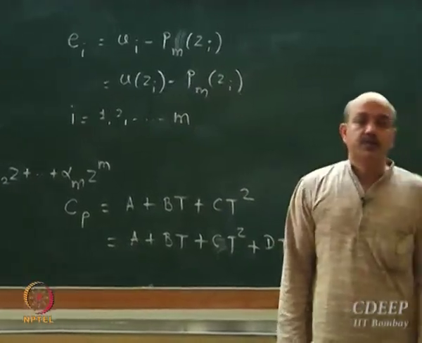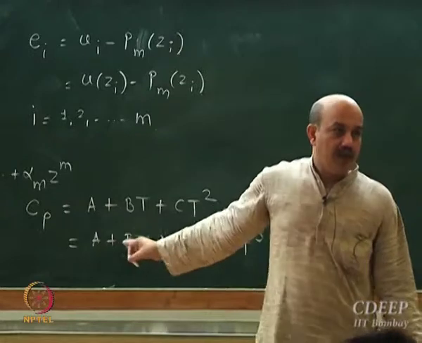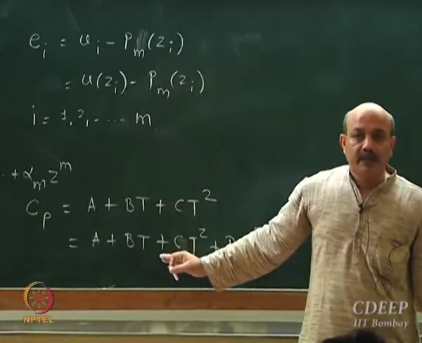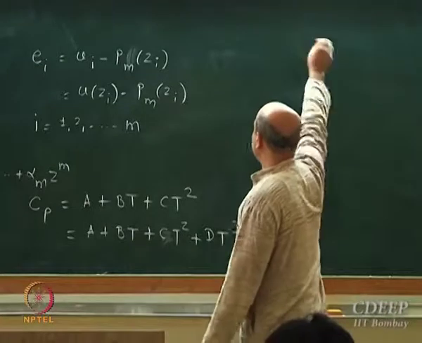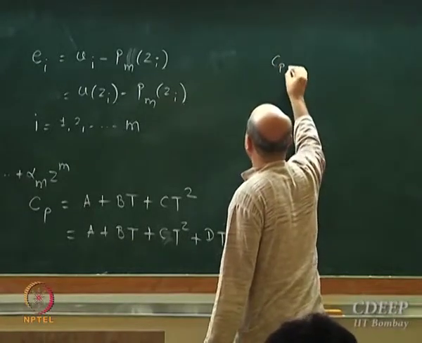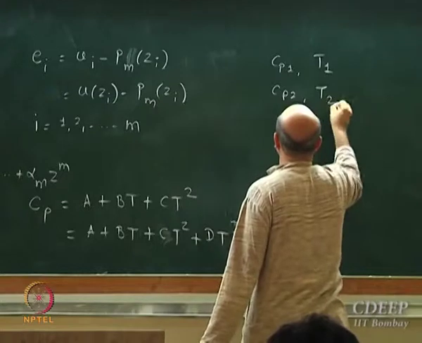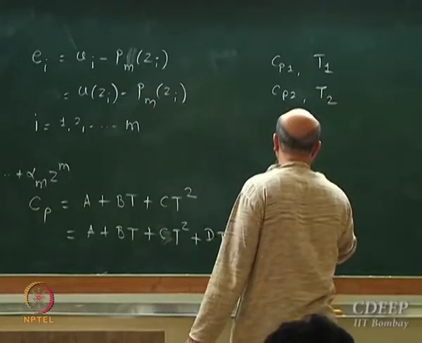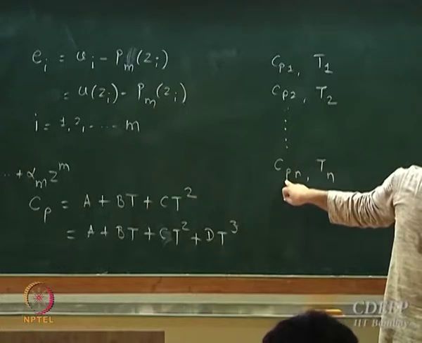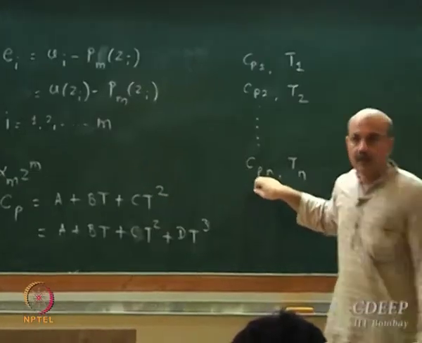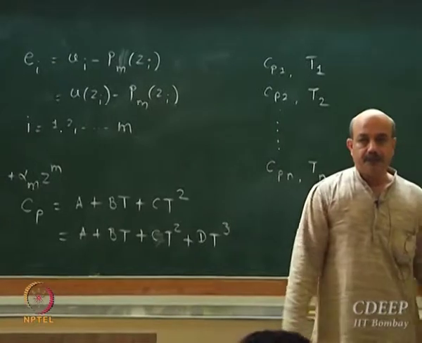There is no unique way of choosing. Depending upon what range of Cp values and what range of temperature you are considering, the choice of polynomial would differ. You may have 100 values of Cp. So I may have Cp 1 at temperature 1, Cp 2 at temperature 2, and so on, Cp n at temperature n. These are different measurement points. I know Cp at a large number of temperatures. So if I actually try to fit this, I will have a problem.